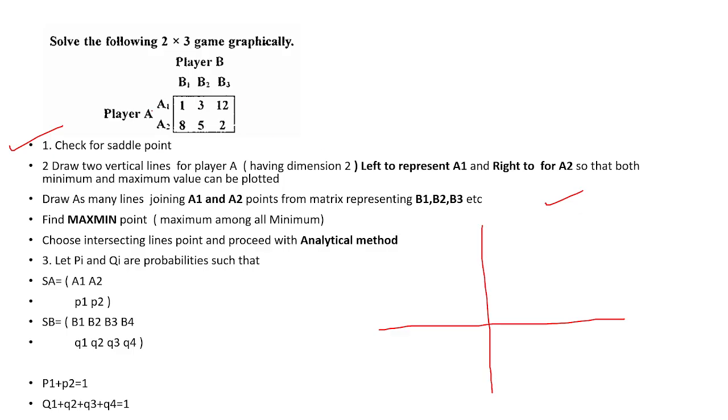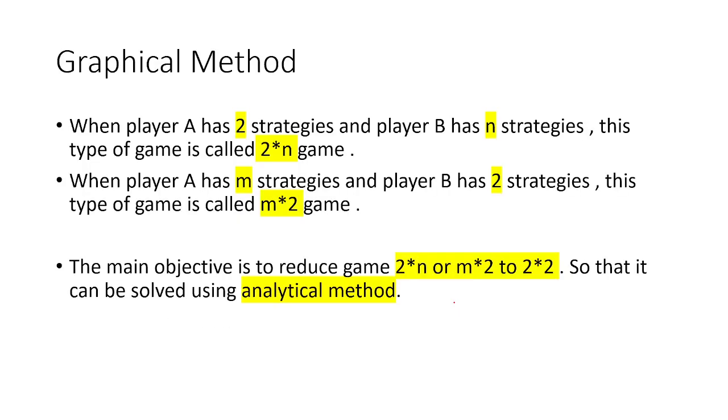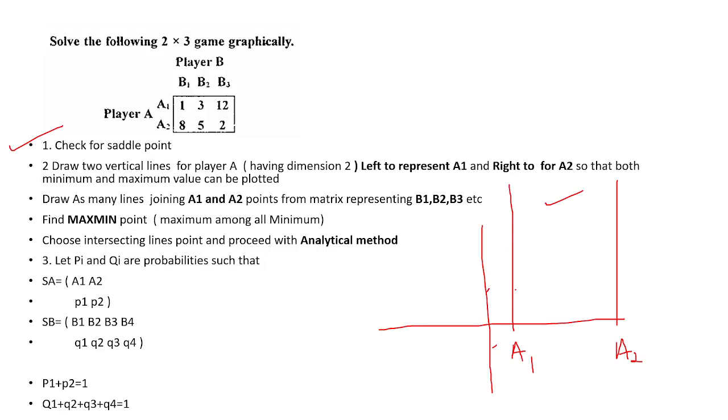In a game where you have two strategies, draw two vertical lines. In this case, A has two strategies. Draw two vertical lines. Let the left one be A1 and the right one be A2 in the graph sheet. This is just an imaginary line only. You can use the complete graph sheet, maybe the middle of the graph sheet. So these two vertical lines represent the strategies of A1 and A2.